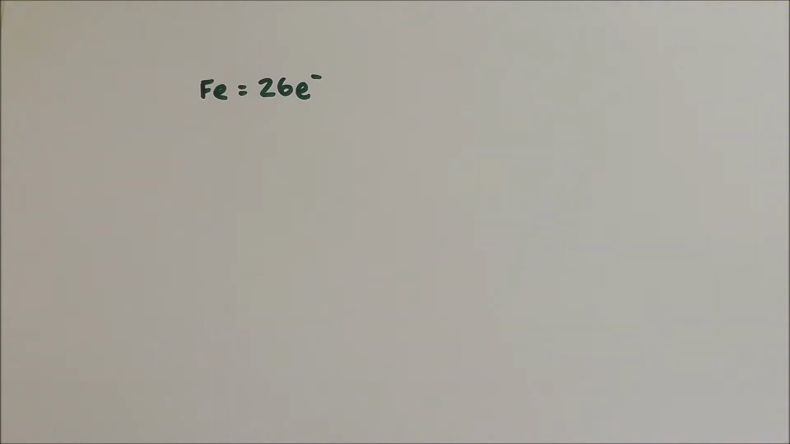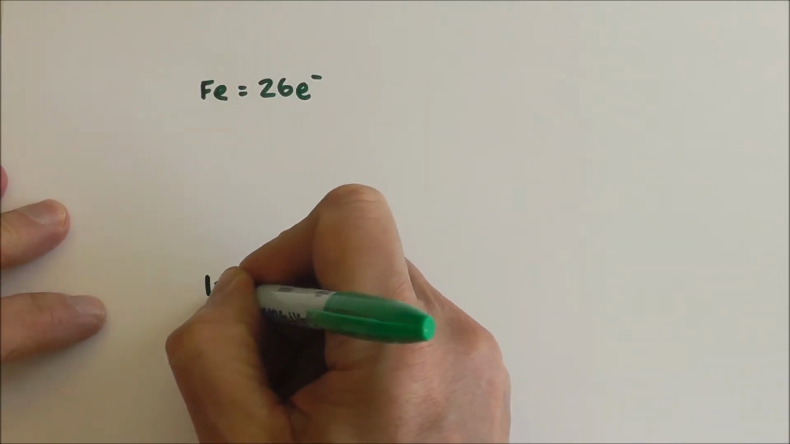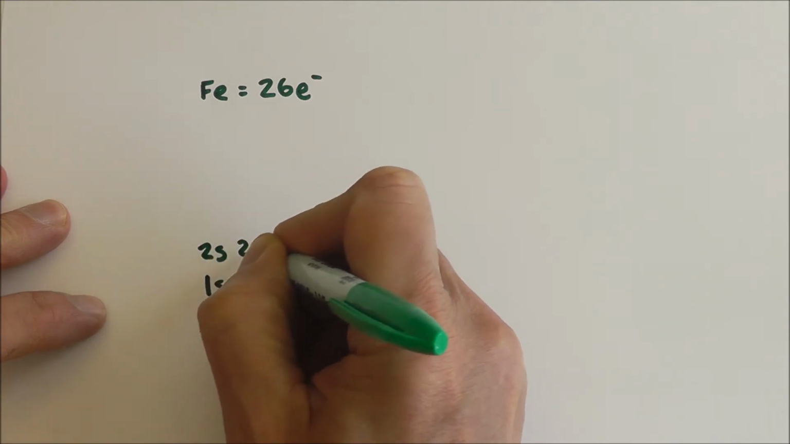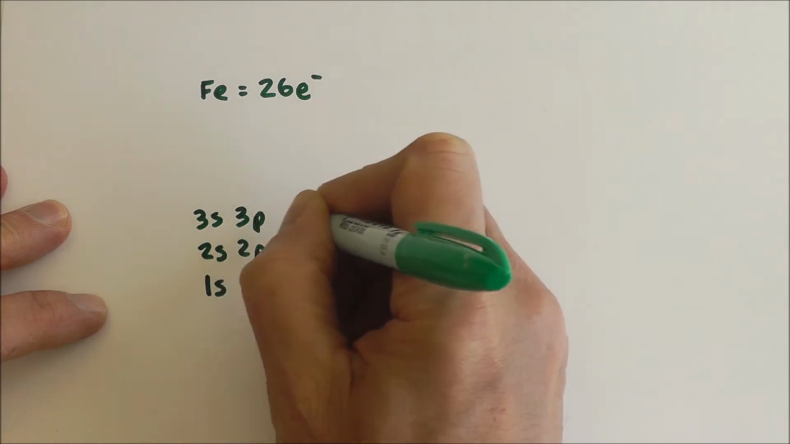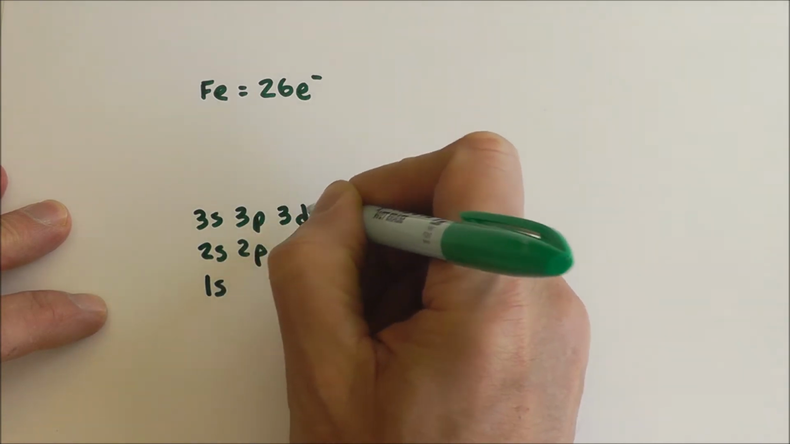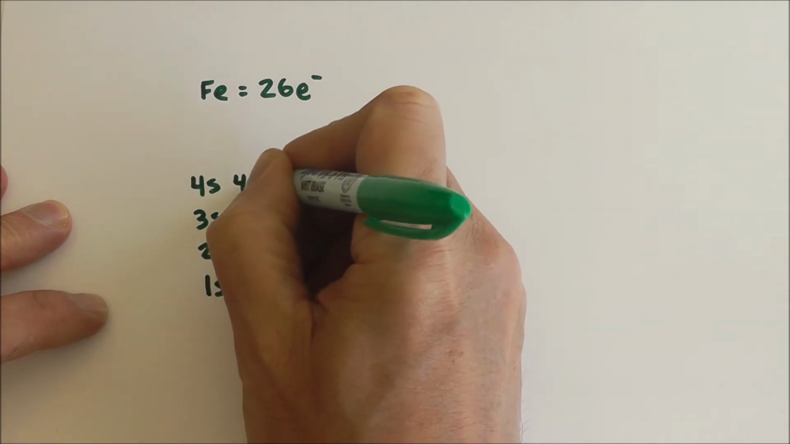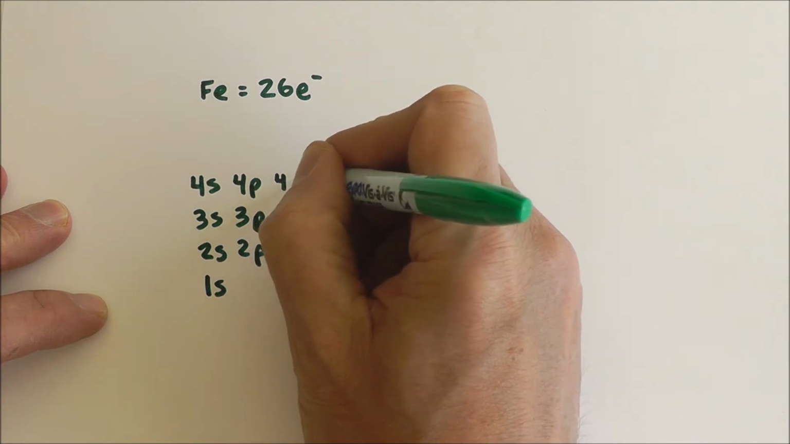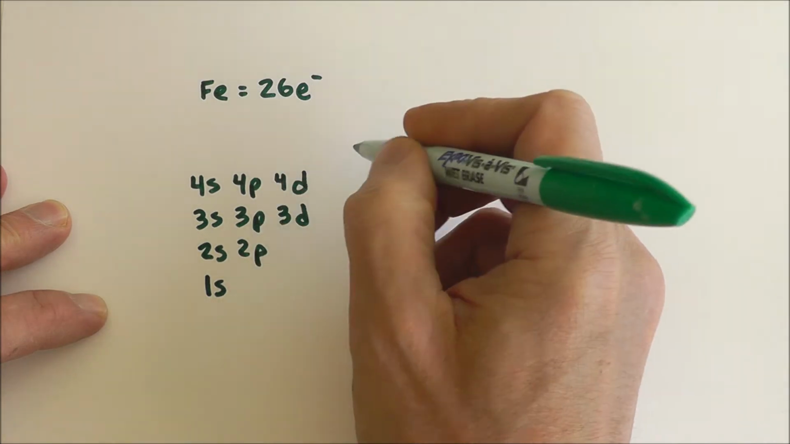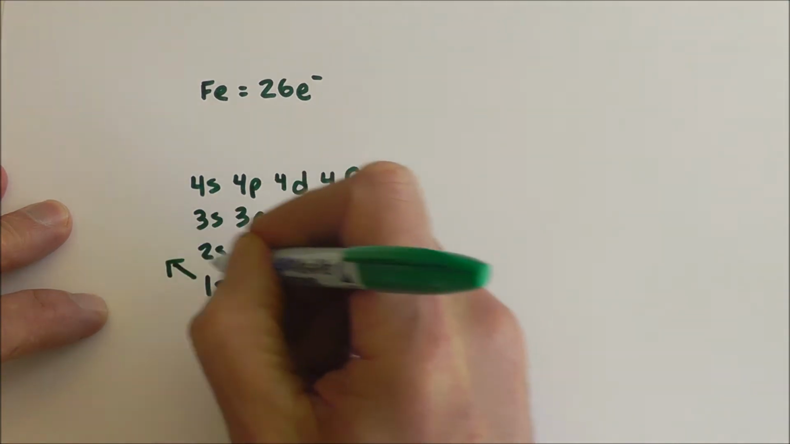Okay, next we'll talk about iron. Iron has 26 electrons, so I'm going to start 1s, 2s, 2p, 3s, 3p, 3d, 4s, 4p. Sorry, I got caught daydreaming about what I was going to talk about next. That should handle it. Fill this way.